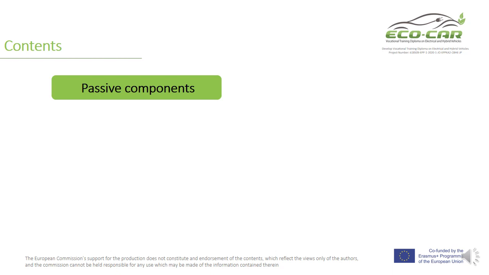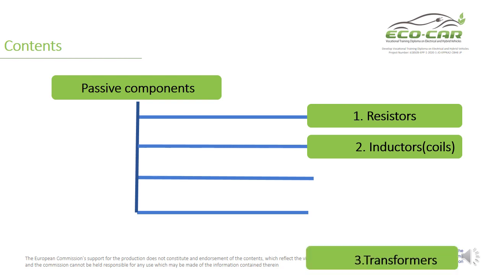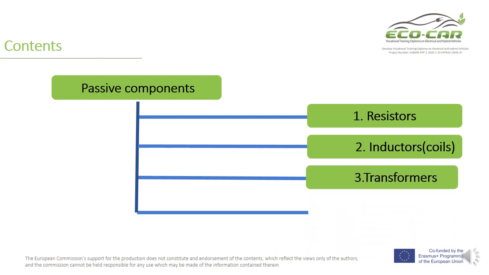Passive components can be classified into four types. The first of these components is called resistors. The second is called inductors or coils. The third one is called transformers. The fourth one is called capacitors.